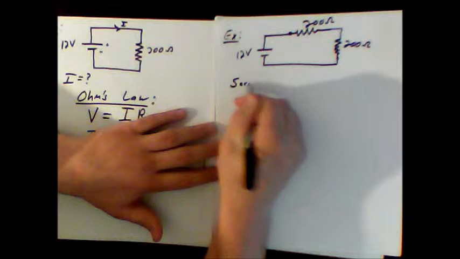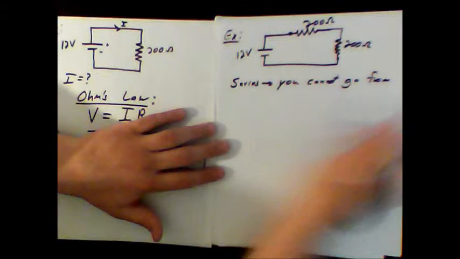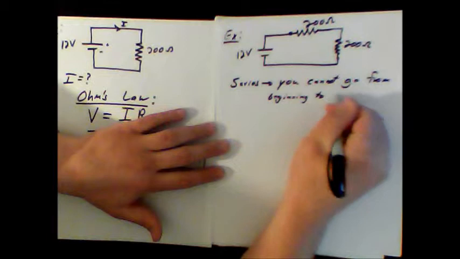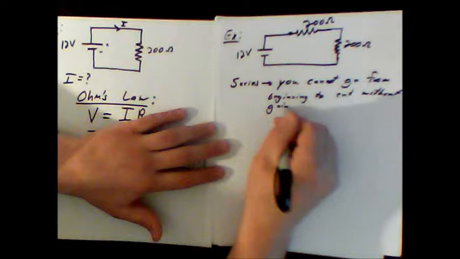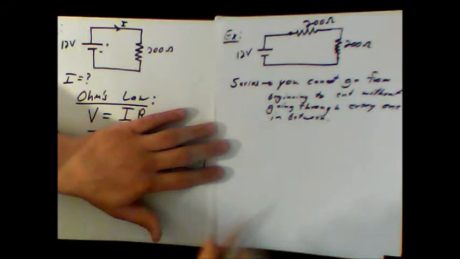These are called series. The definition of series means you cannot go from beginning to end without going through every one. In other words, those resistors are in series if you have to go through every single one to get through there. Okay? Let's move this out of the way for a second. We'll bring it back. Okay, so what do we do with this?